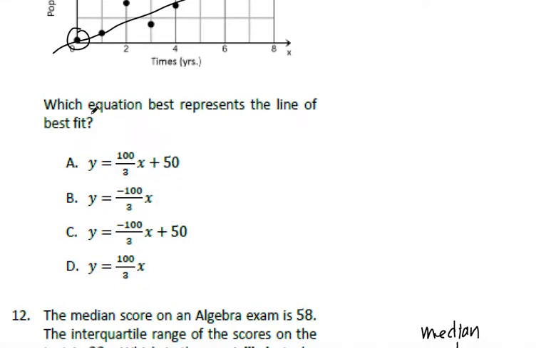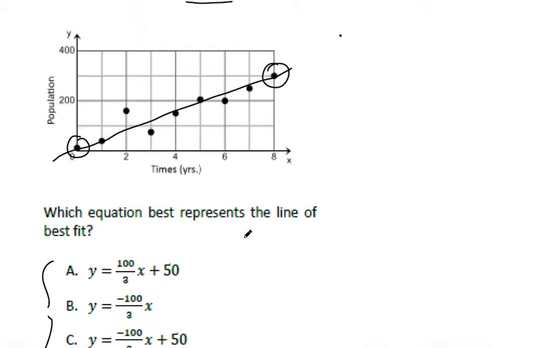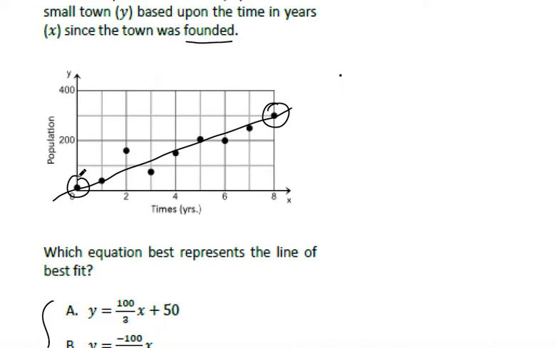Now notice every one of my choices is already in slope-intercept form. That's awesome because I'm going to use my calculator. I'm going to put in this point and this point, and let the calculator give me that line. All right, so what is this point? This is 0, 0. And this is, let's see, if that's 200, looks like we're counting by hundreds.